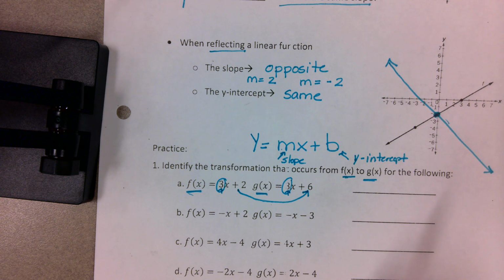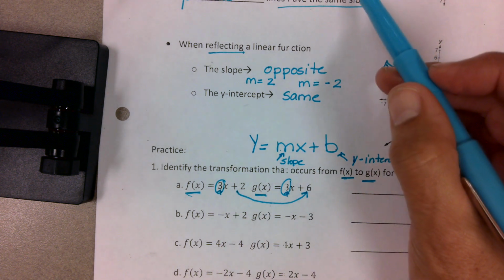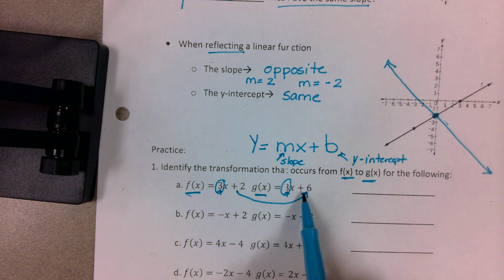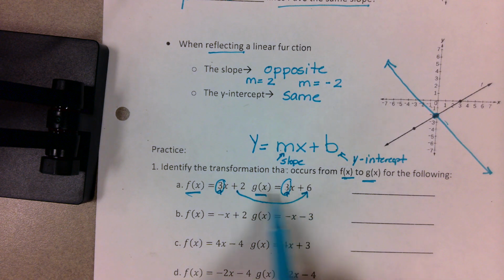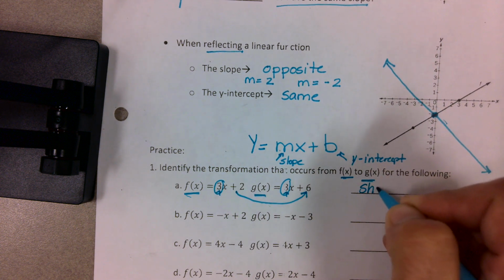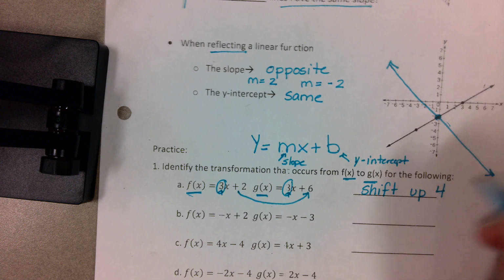So what happened to our transformation? Well, it looks like we're talking about the same slope, so they must be moving vertically. So we went from 2 to 4, to go from 2 to 4, I added 4. So we did a shift, and we went up 4.